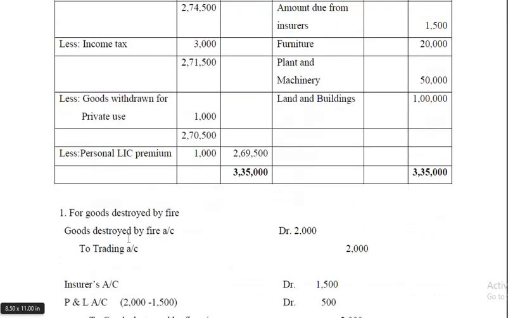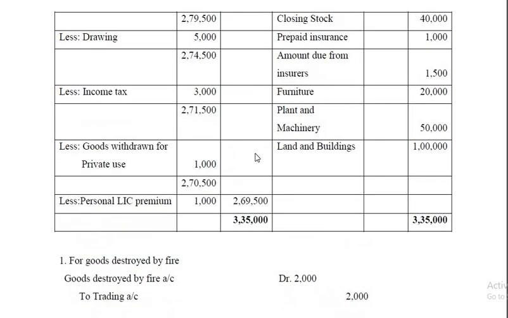And one more item, personal LIC premium. LIC premium is paid, therefore that is also to be deducted. As a result, the net value of capital is 2,69,500.